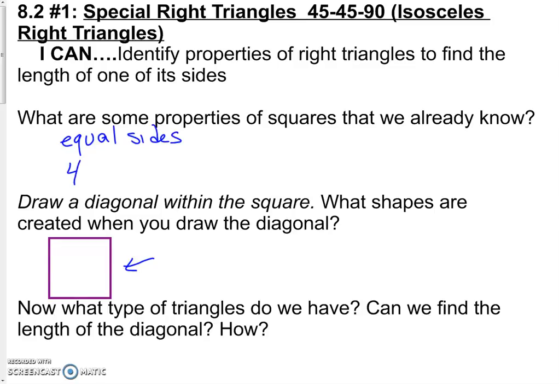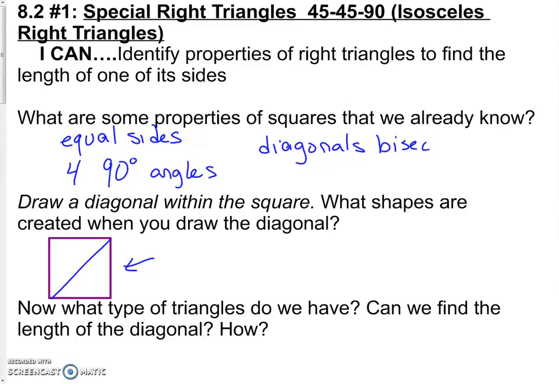It has 4 90-degree angles. Now, something that you may not know is that you have diagonals. Diagonals are lines that go from corner to corner. A diagonal actually bisects the angles that it touches. So the diagonals bisect the angles. Now, bisect means cut into 2 equal parts.